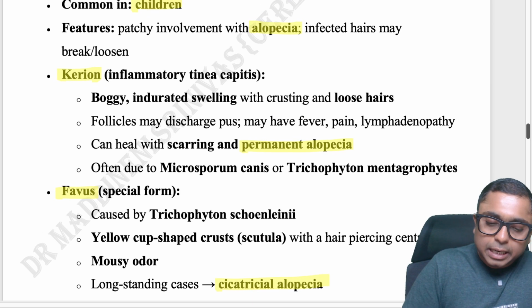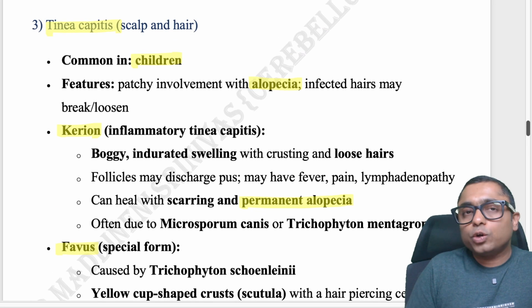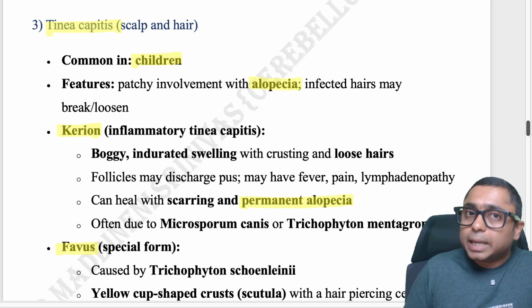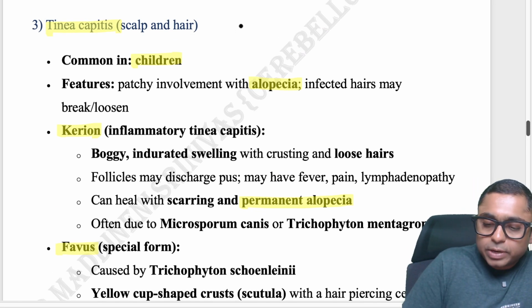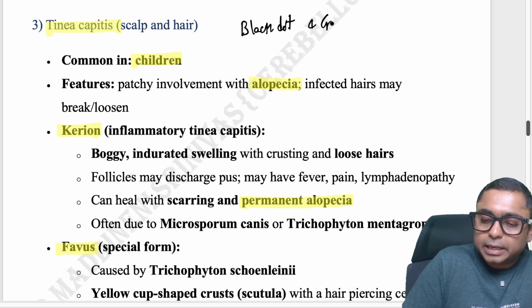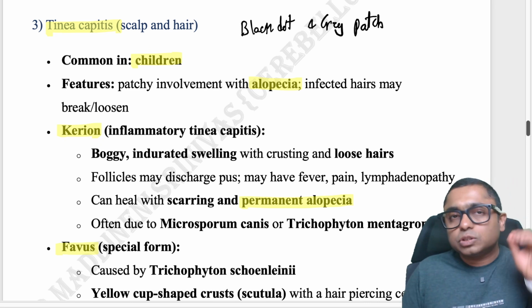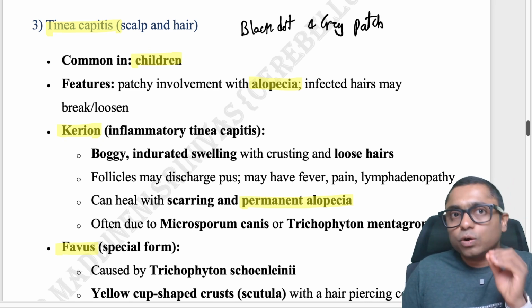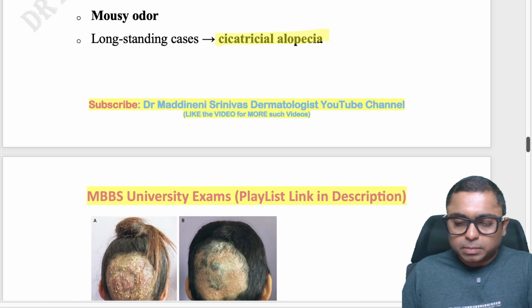There are other types of tinea capitis in which there is going to be non-scarring type of alopecia seen, and those types of tinea capitis you can remember as black dot and grey patch. So you can just remember these four names: black dot, grey patch, kerion, favus. Okay, that must be sufficient.